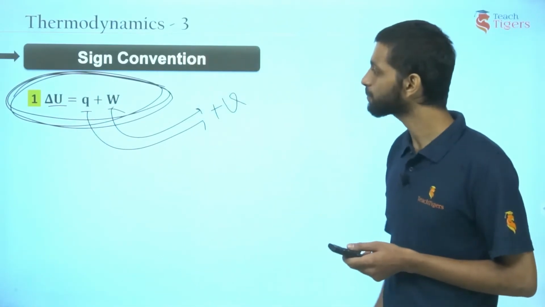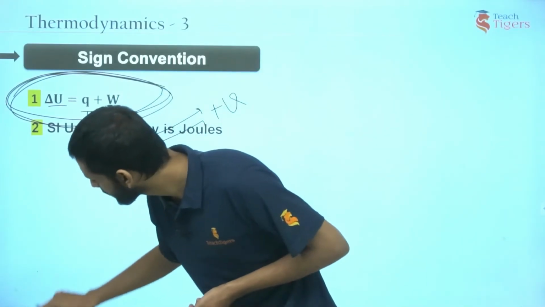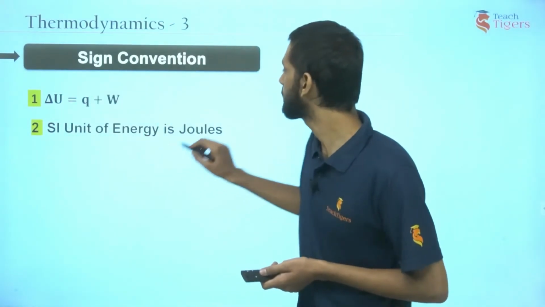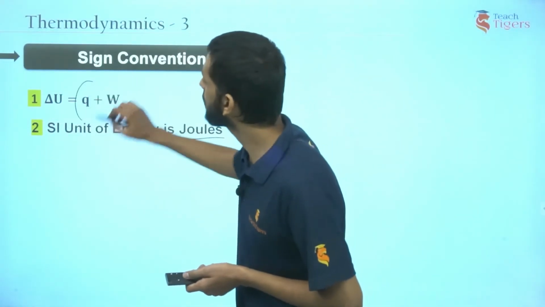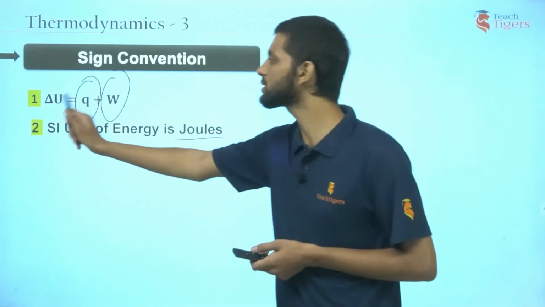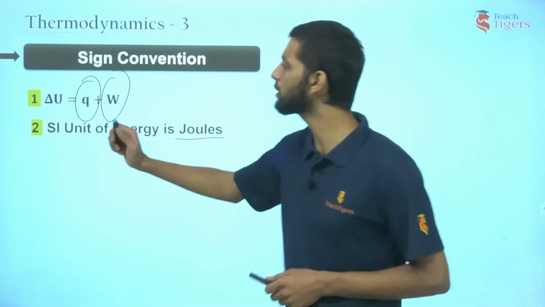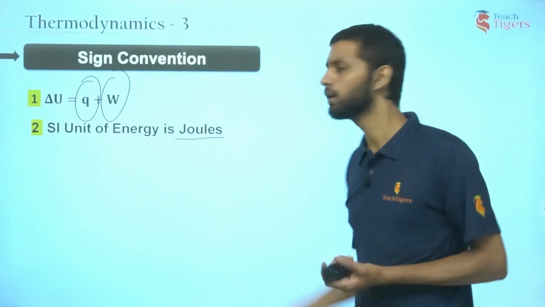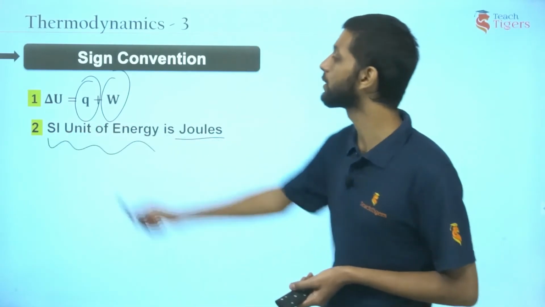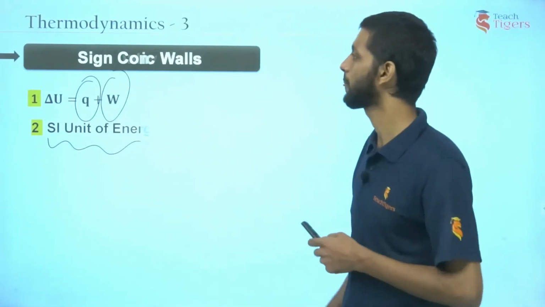SI unit of energy is joules. What does that mean? That means that the unit of heat and the unit of work is also joules, right? Joules equals joules plus joules. That makes sense, right? You can't say joules equals joule plus Newton. You can't do that. So because SI unit of energy is joules, SI unit of heat is also joules, SI unit of work is also joules.